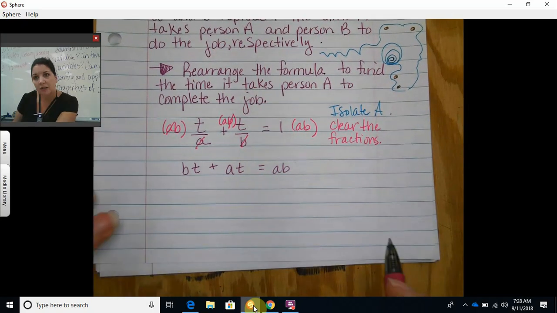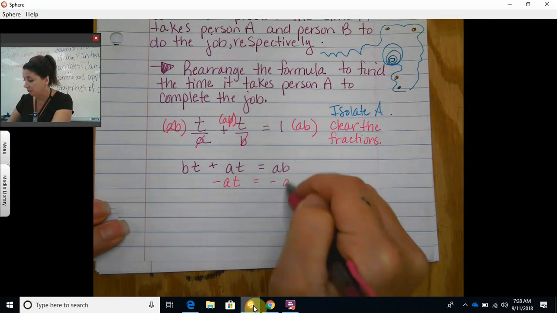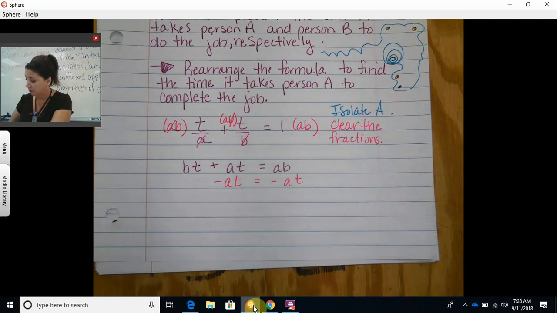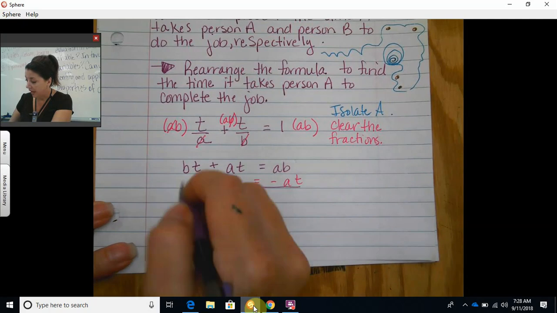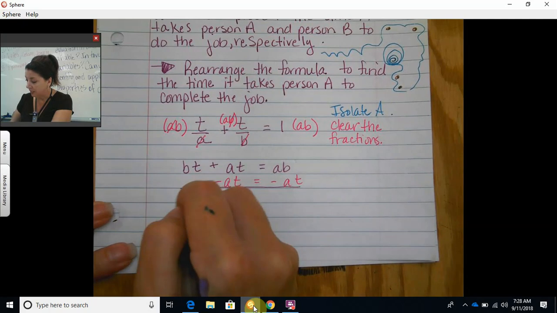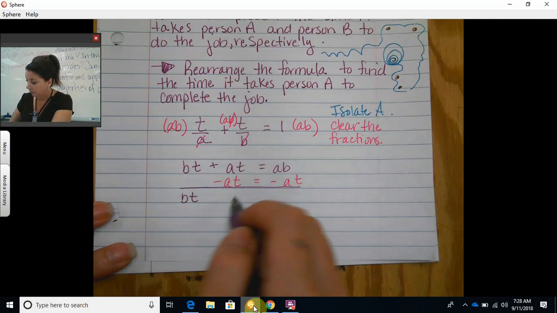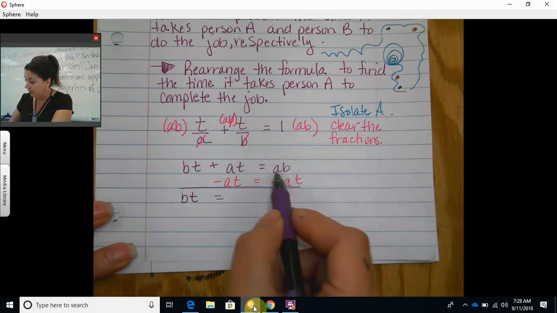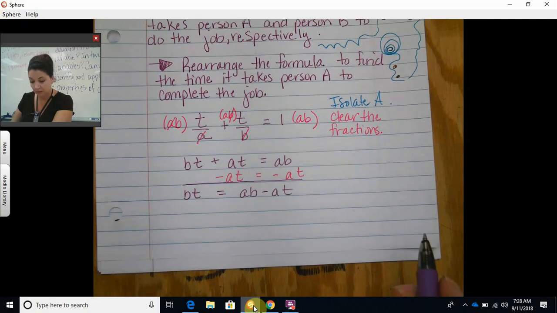So how would I do that? I would, if it's plus AT and I want to move the whole term, I would subtract AT from both sides. So I have on the left BT, AT minus AT makes 0, so we don't need to put plus 0, equals AB minus AT. They're not like terms, so I can't combine them.